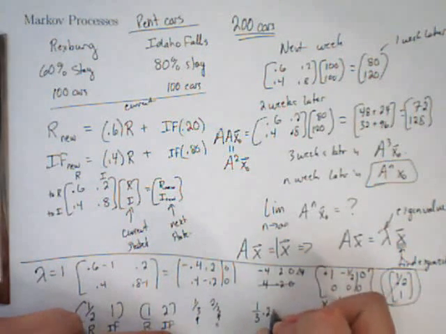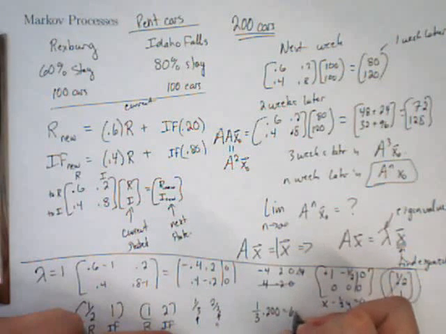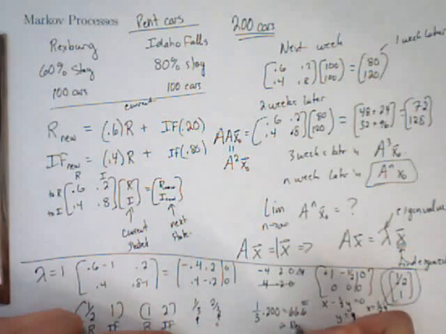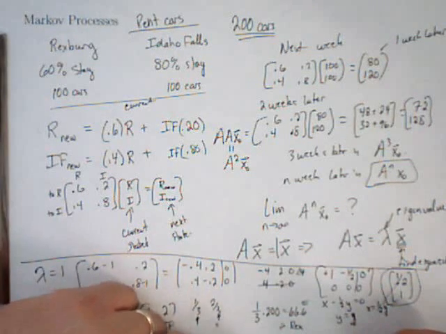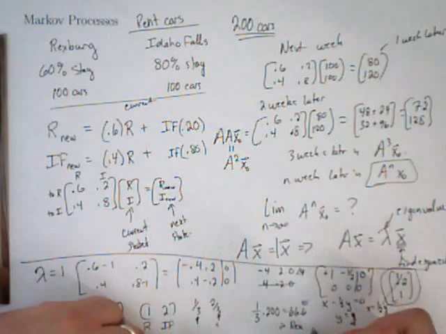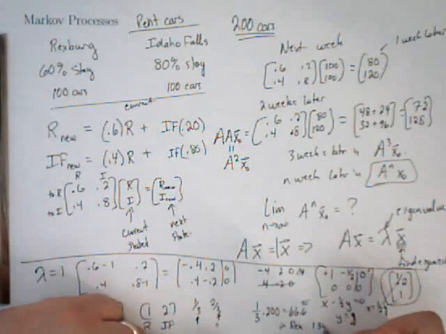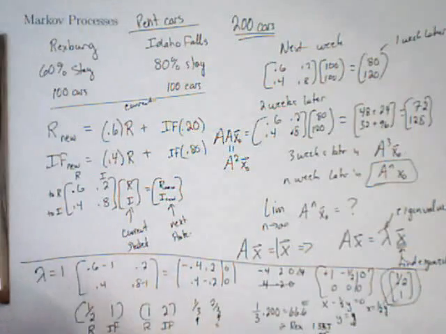Well, if I take 1/3 of the cars and times it by 200, that gives me 66.666 in Rexburg. So 66 or 67 cars in Rexburg, which means the remaining 133.3 are in Idaho Falls. That completes the screencast.